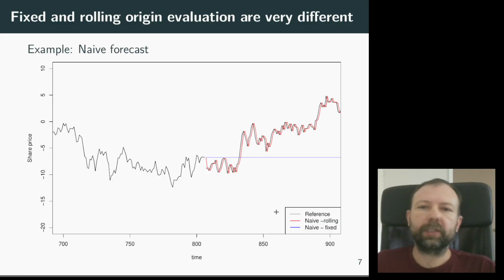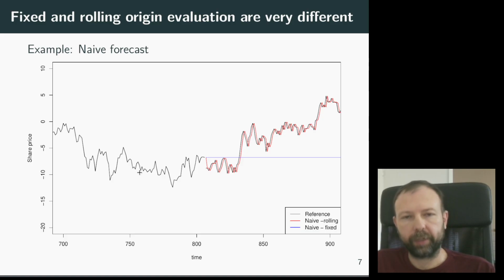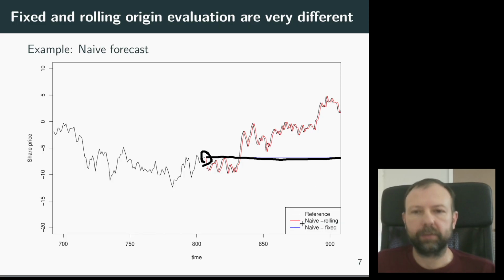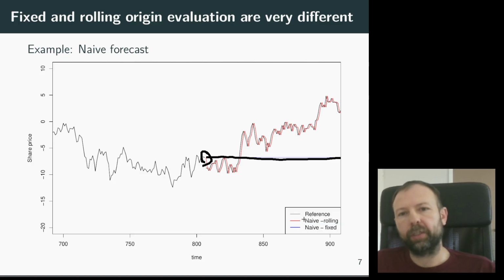And these two processes are very, very different, a fixed and a rolling origin evaluation. I have an example for you with a naive forecast. So let's say here's our last known observation. Now we do fixed origin, which means we just use the last observation as our forecast, which is a naive forecast. So we just have this one, and this doesn't change because the origin doesn't change. So this is a fixed origin naive forecast.